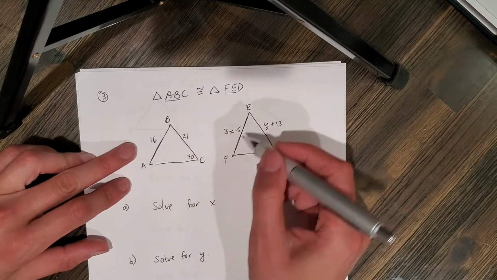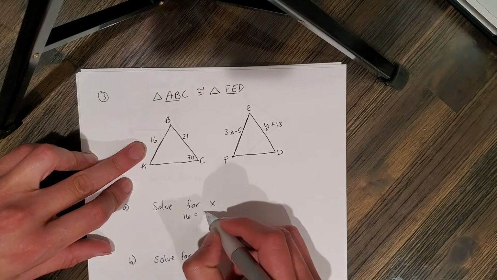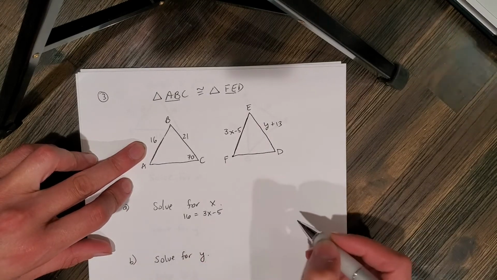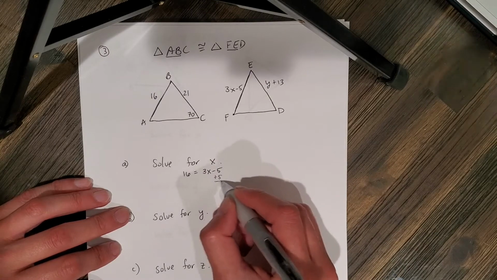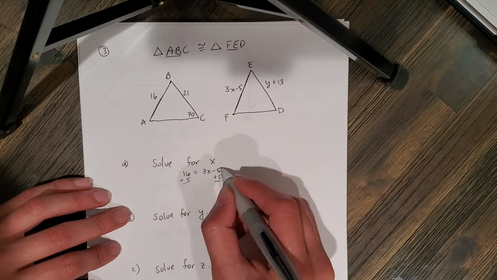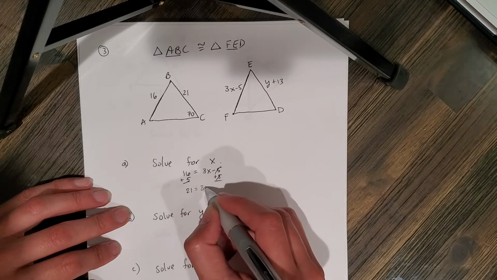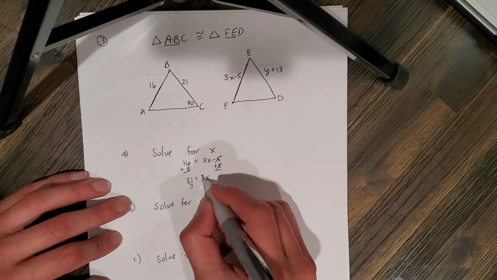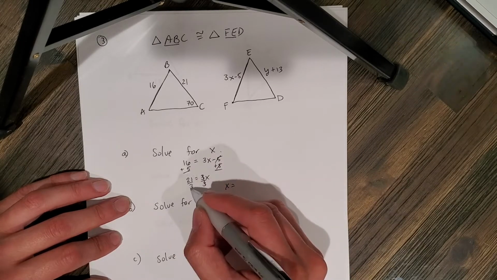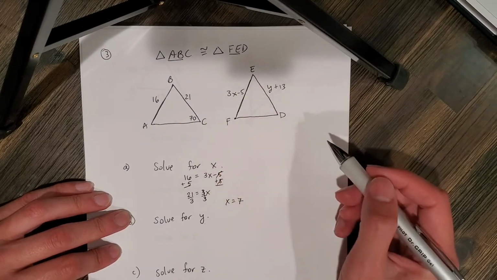So here's what I'm going to do. I'm going to write an equation here. I'm going to say 16 equals 3x minus 5. And just like in the last problem, we're going to add 5 to both sides. And so we get 16 plus 5 is 21 equals 3x. Then divide by 3. And then we get x equals 21 divided by 3 is 7. So that means x equals 7 here.